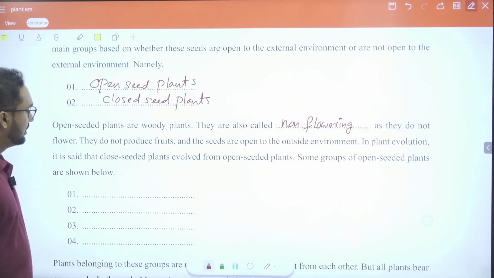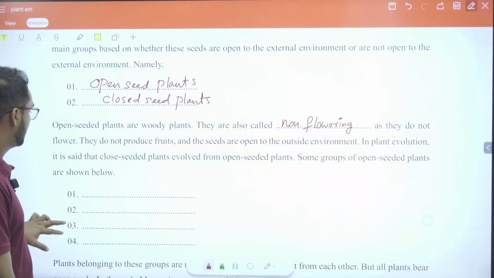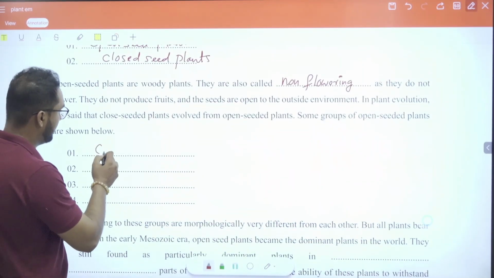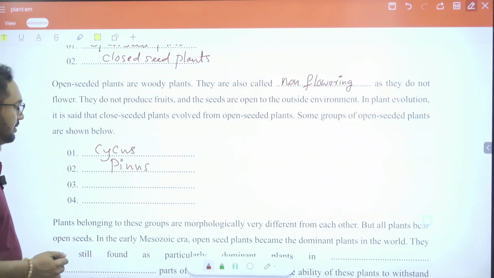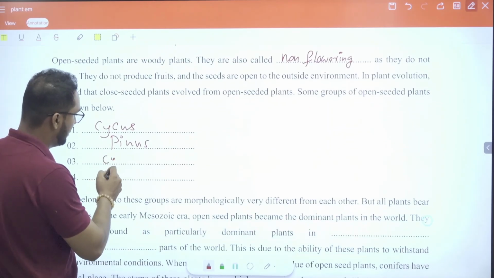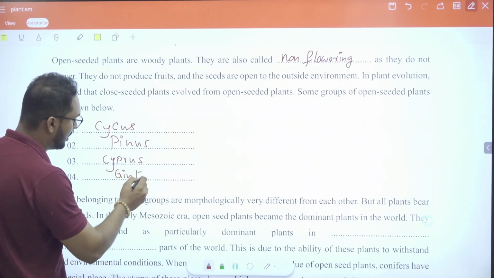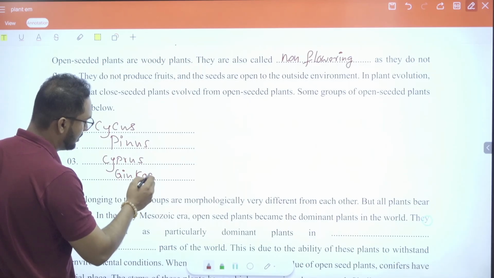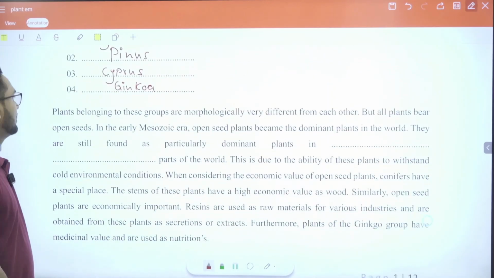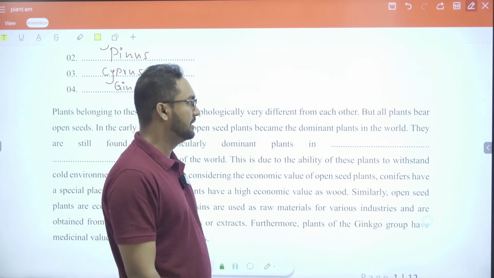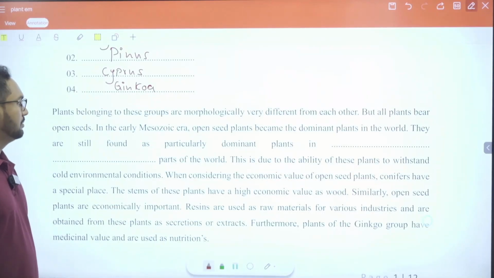In plant evolution, it is said that closed seed plants evolved from open seeded plants. Some groups of open seeded plants are shown below. There is Cycas, Pinus, and what else? Cypress is there, right? Ginkgo is there. Plants belonging to these groups are morphologically very different from each other, but all the plants bear open seeds, right? They could be different from each other, but they all bear seeds.